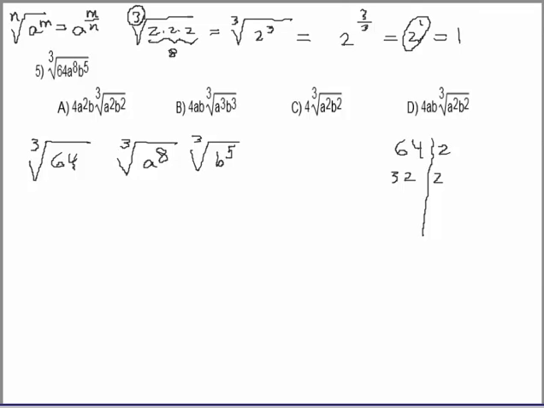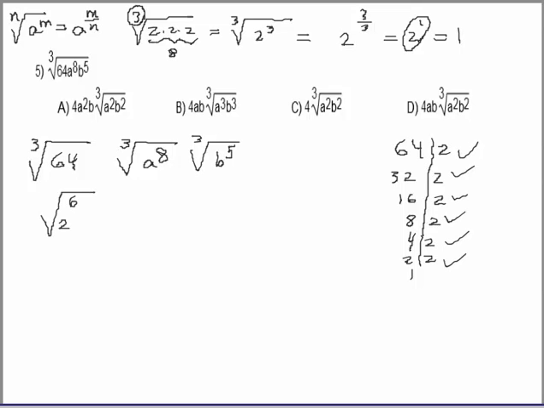What's half of 32? 16. Half of 16? 8. Half of 8 is 4. Half of 4 is 2. 2, 1. The 64 consists of 1, 2, 3, 4, 5, 6 2's, which is good. 6 is a factor of 3. So that would be 2 to the power of 6.